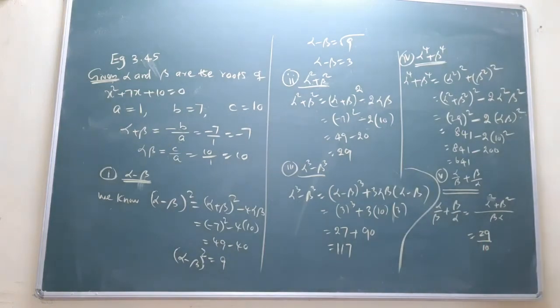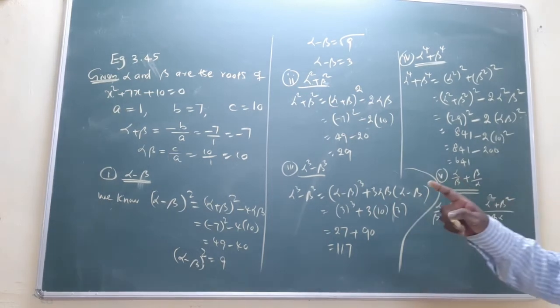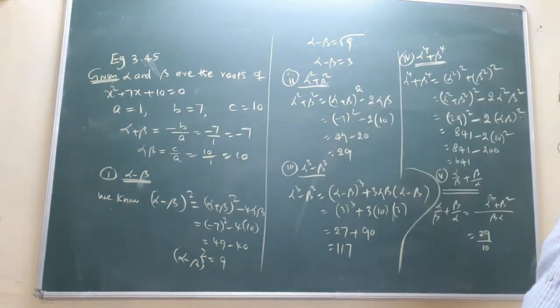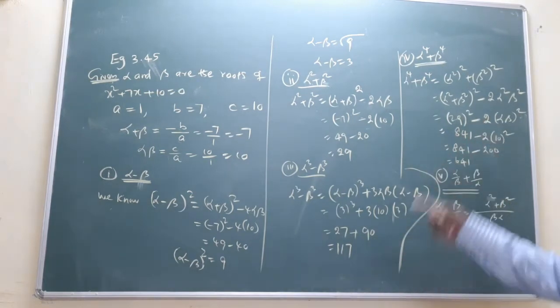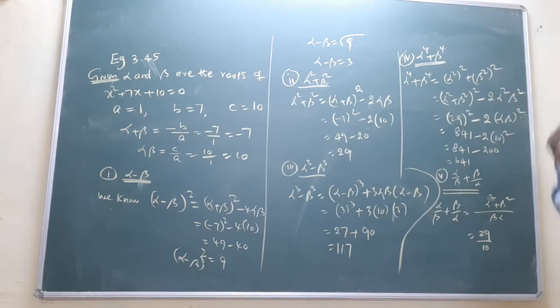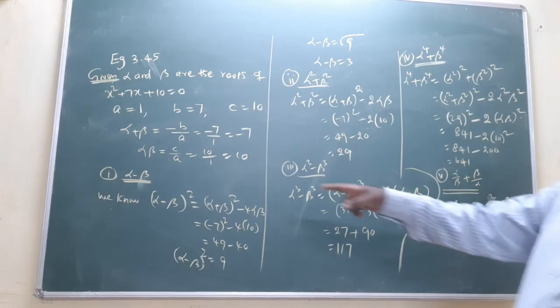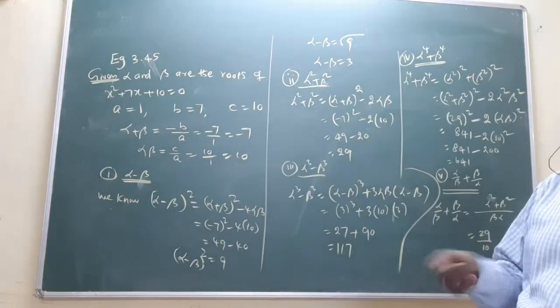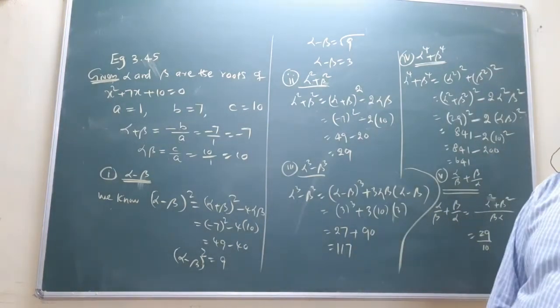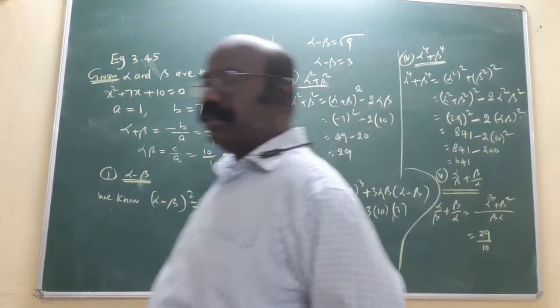Anyway, you will find one by one. Alpha plus beta and alpha into beta are common to all the problems. What is asked? Alpha minus beta, alpha square plus beta square, alpha cube minus beta cube, alpha power 4 plus beta power 4, and last one alpha by beta plus beta by alpha. Only the value is the fundamental algebraic formula, because we know the values for alpha plus beta and alpha into beta. That's why you write the formula in terms of alpha plus beta and alpha into beta. That's all.